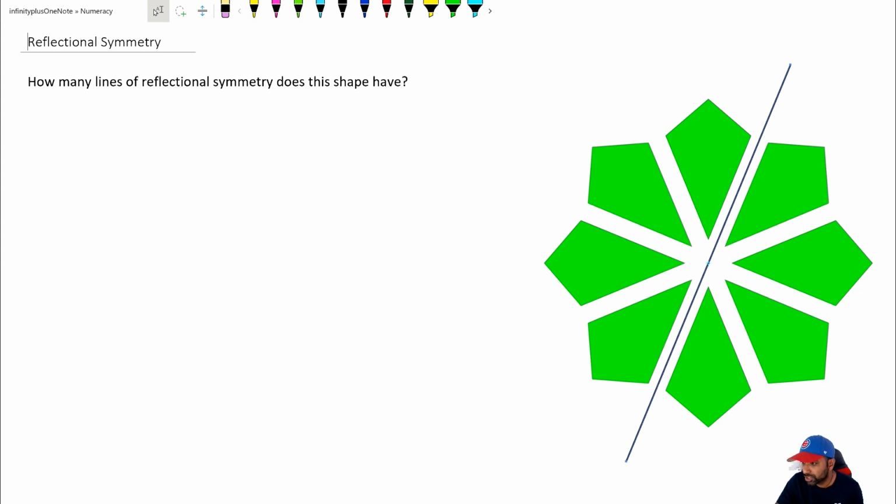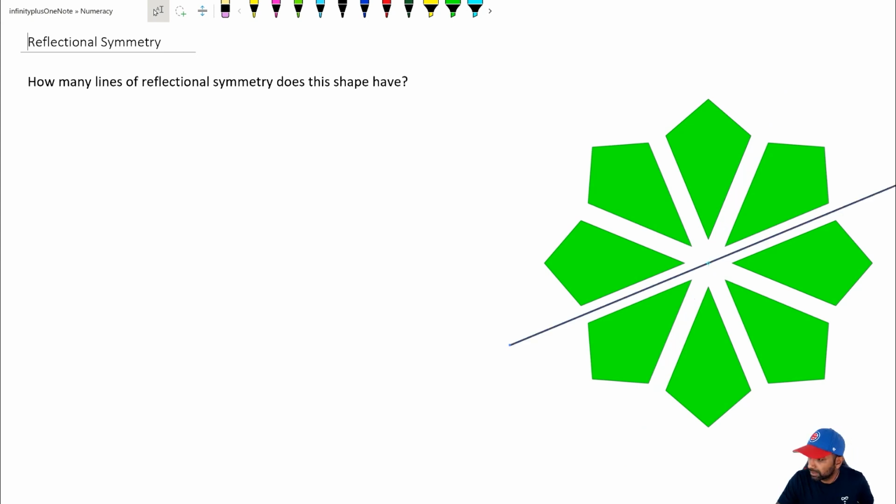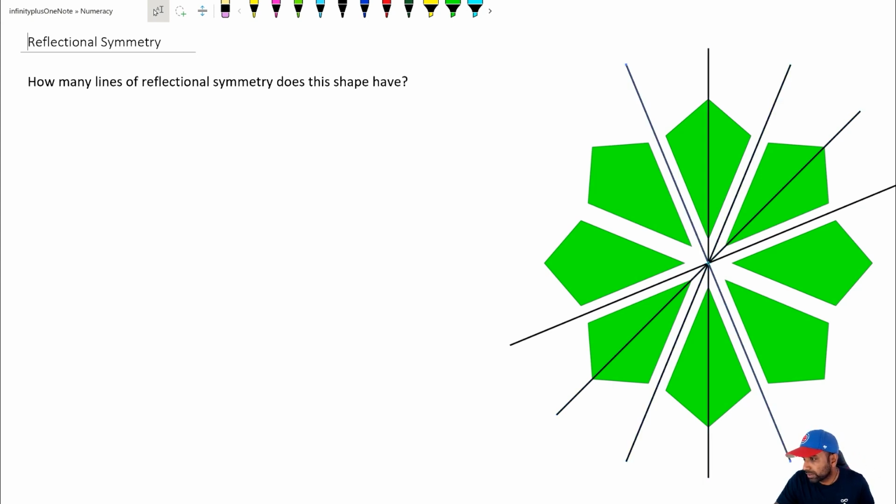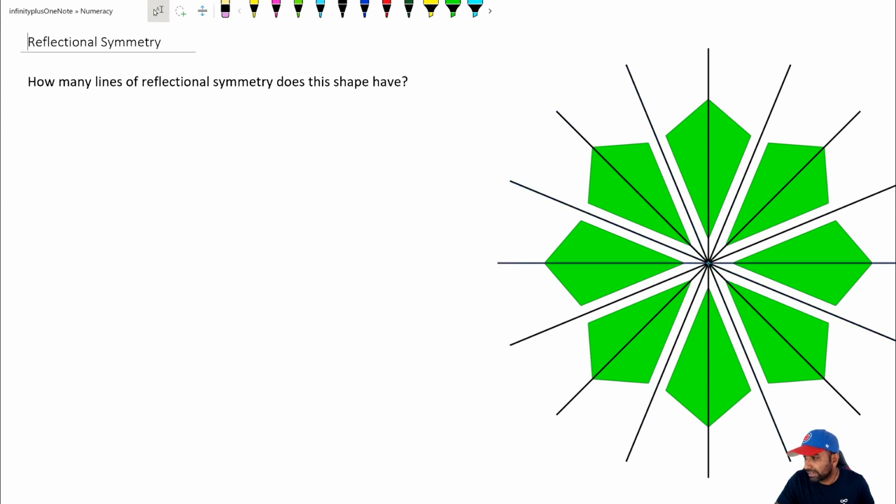So altogether, this shape actually has 8 lines of symmetry. So there's one right there, there's a second one, and then a third one. We've got a fourth one, fifth one, sixth one, seventh one, and finally there's your 8 lines of symmetry for this particular shape.